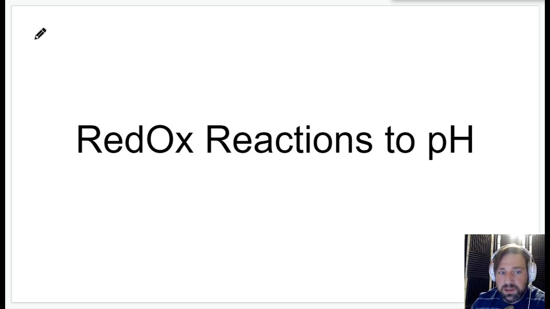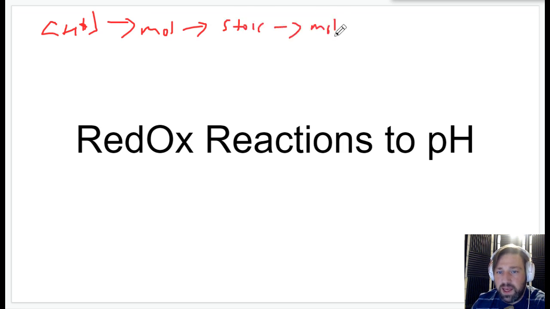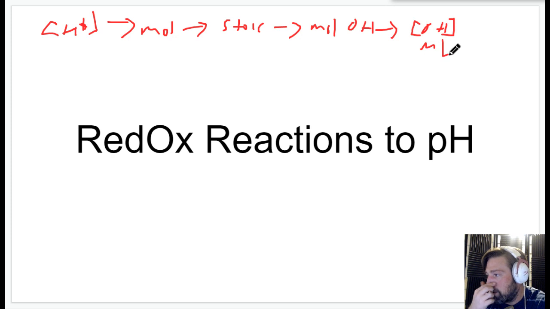So acid-base neutralizations, remember, is basically you had a concentration of hydrogen ions, then you had to take it to moles, then you did your stoich step. That gave you moles of OH, and then you brought that to the concentration of OH, or maybe you did milliliters, or something like that. And this is going to be a very common theme that you're going to have to do.